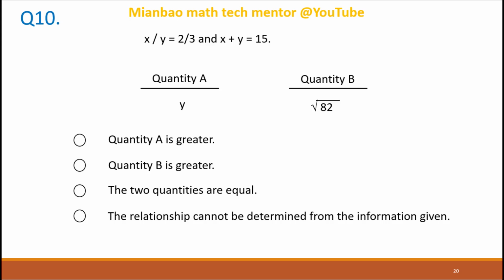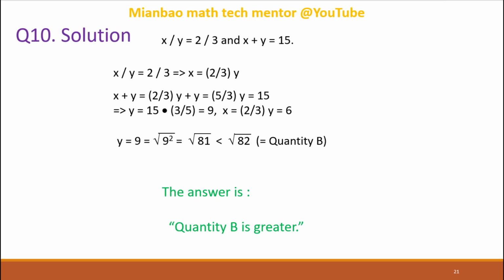Question 10. Which of the following answers is correct? Quantity A is greater, or quantity B is larger, or the two quantities A and B are equal, or the relationship cannot be determined from the information given. X divided by Y equals 2/3. Then X equals 2 times Y divided by 3. This is substituted into X plus Y equals 15. After calculations, X equals 6. Y equals 9, which is equal to the square root of 81, less than the square root of 82. The answer is quantity B is greater.